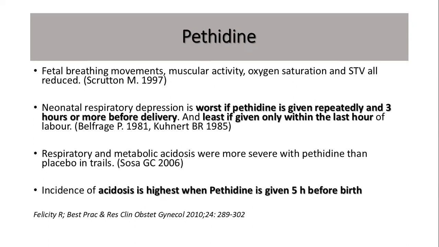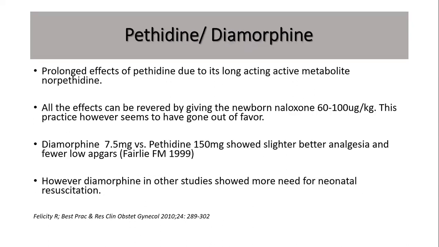The respiratory and metabolic acidosis were more severe with pethidine than placebo, and that is to be expected. And the incidence of acidosis is higher when pethidine is given 5 hours before birth. And all of this is due to the norpethidine, which is a long-acting active metabolite. So the longer you expose, the more repeatedly you expose to pethidine, the more effect you have in terms of neonatal depression. All the effects, however, can be reversed with naloxone.